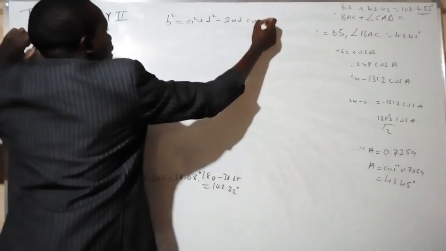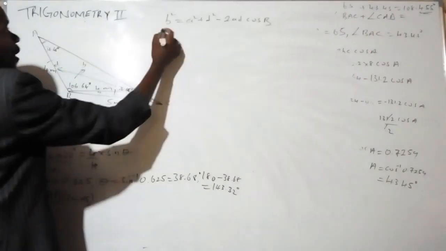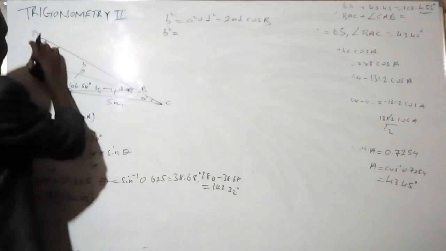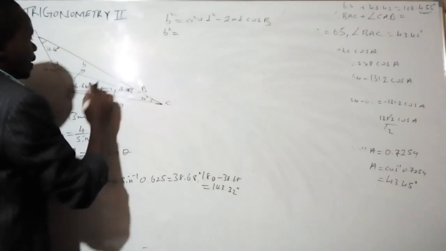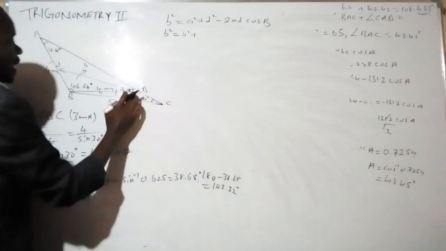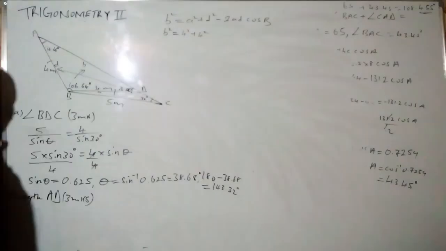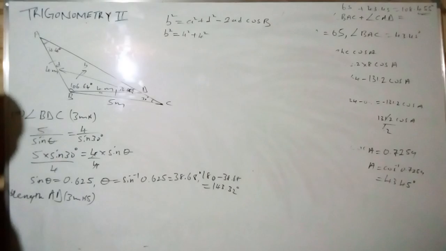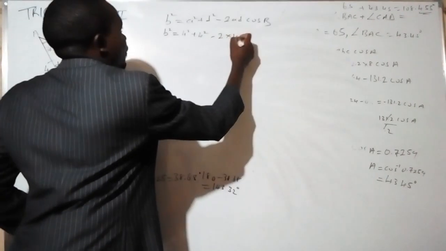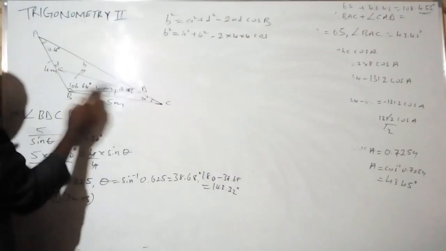Our B is unknown. This is what we are computing. Our A is this side BD, it's 4 meters. 4 squared plus our D, it's 4, again 4. 4 squared like that. Minus 2 times 4 times 4 cos of B.